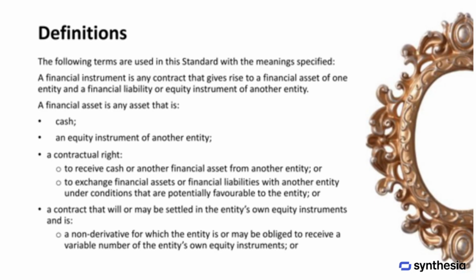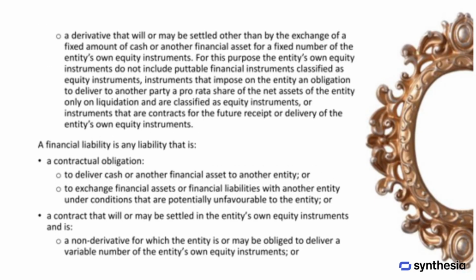It also includes contracts that may be settled in the entity's own equity instruments, such as non-derivative contracts where the entity is or may be required to receive a variable number of its own equity instruments. A financial asset also includes derivatives that may be settled in ways other than exchanging a fixed amount of cash or another financial asset for a fixed number of the entity's own equity instruments. This excludes certain instruments, such as puttable financial instruments classified as equity, instruments that require delivering a share of net assets only on liquidation, or contracts for the future receipt or delivery of the entity's own equity instruments.